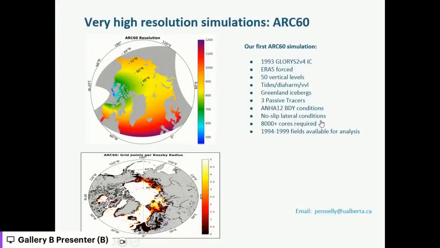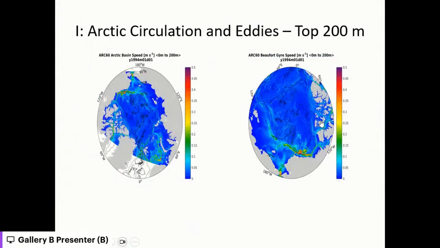There's tides in here, river runoff, see all the typical features there. I can talk about them. And the bottom plot shows, except on some of the Siberian shelves, we're at least resolving with at least 2 grid cells at first Rossby radius. We're going to likely get a reasonable representation of the eddy processes.